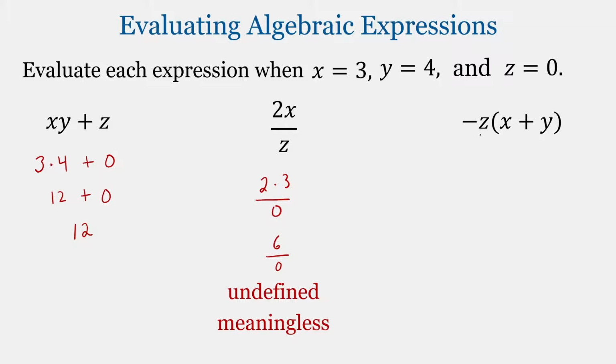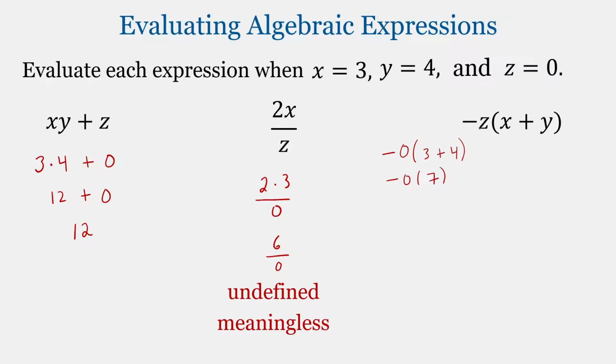Now let's look at this last problem. And we have negative z times the quantity x plus y. Let's solve this in the way we've been solving the previous problems, in that we're going to substitute the values for each of the variables into the expression. And that'll give us negative z, so negative 0, times the quantity x plus y. So 3 plus 4. And now we have negative 0 times 7. But what is negative 0?